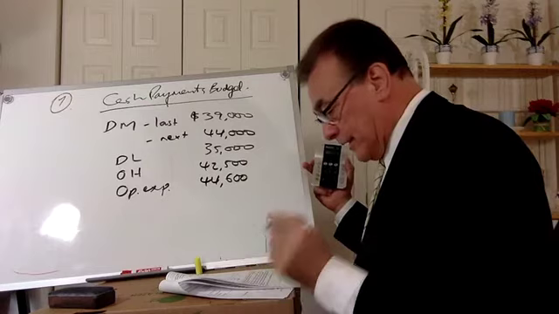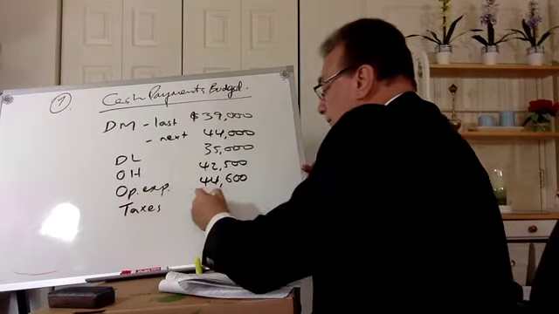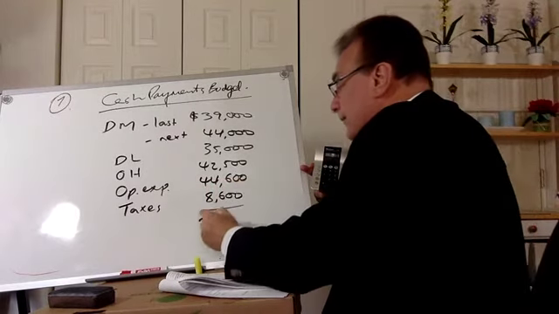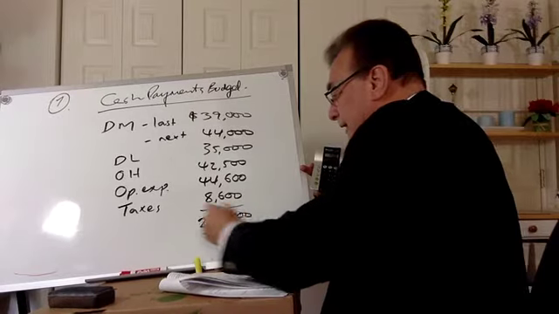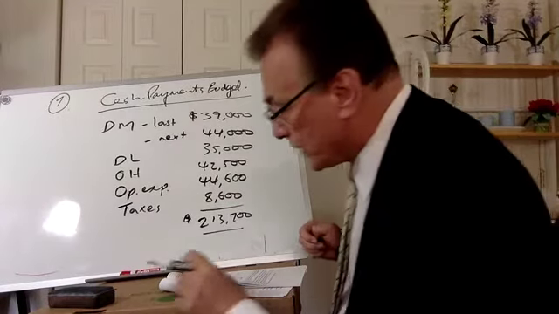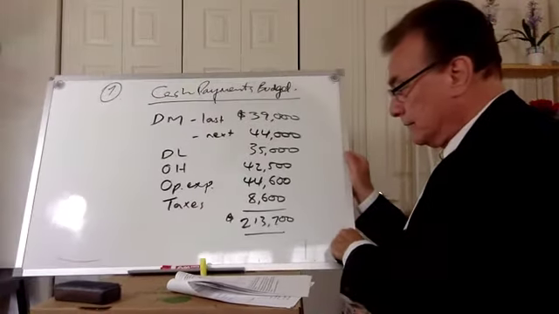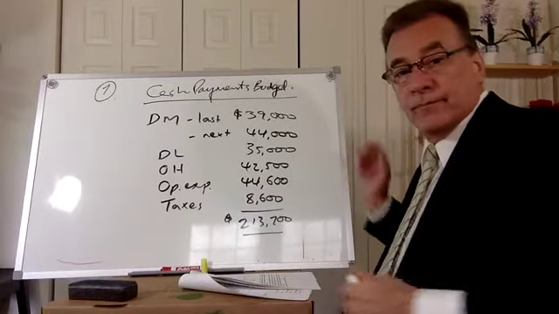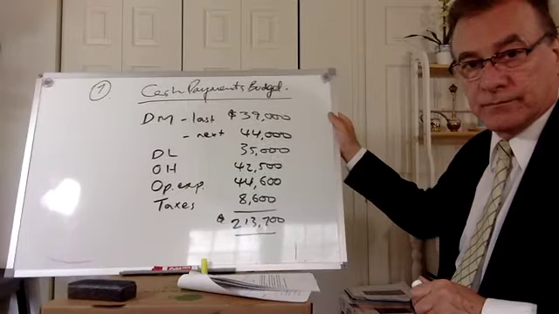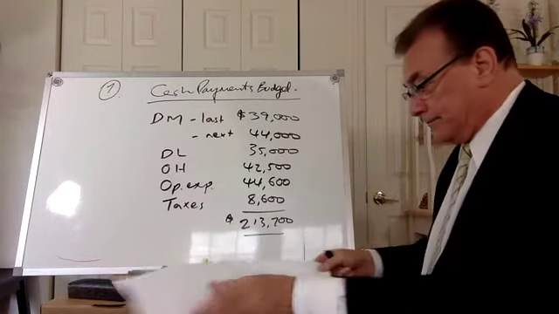And then we just got the payment for taxes, $8,600, for a total up of $213,700. So that's the answer for the total cash payments required in question 7. Okay. All right. 213,700. Question 8.